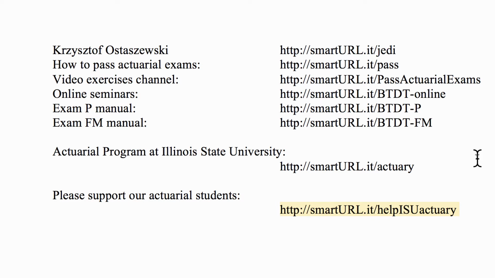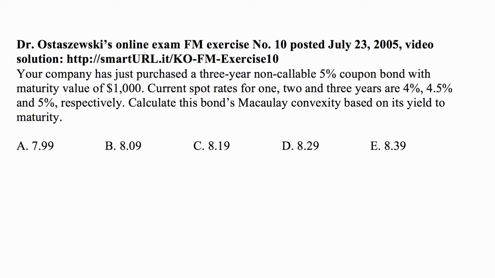Here's a problem for Exam FM on financial mathematics. Your company has just purchased a 3-year non-callable 5% coupon bond with maturity value of $1,000. Current spot rates for 1, 2, and 3 years are 4%, 4.5%, and 5% respectively. Calculate this bond's Macaulay convexity based on its yield to maturity.